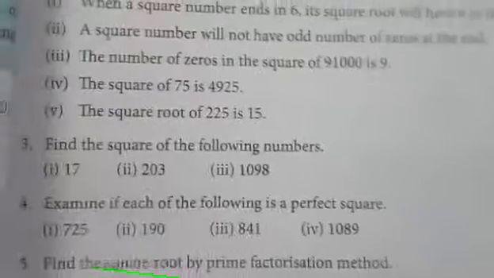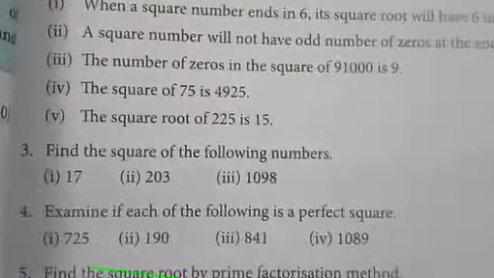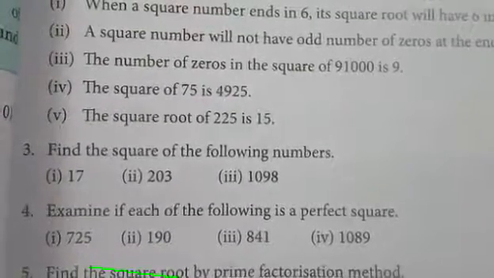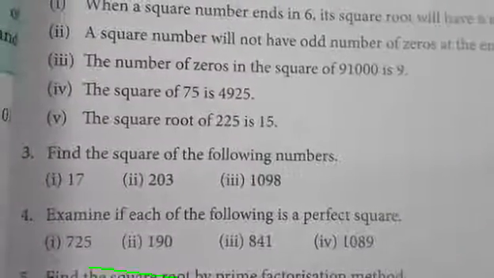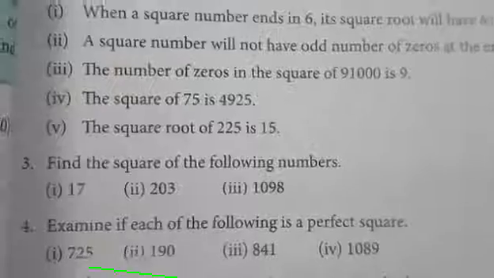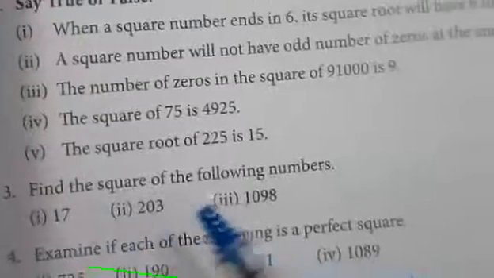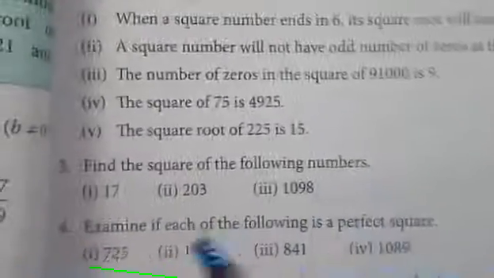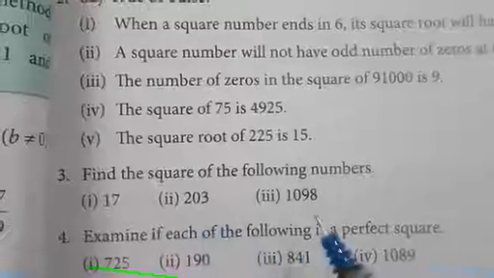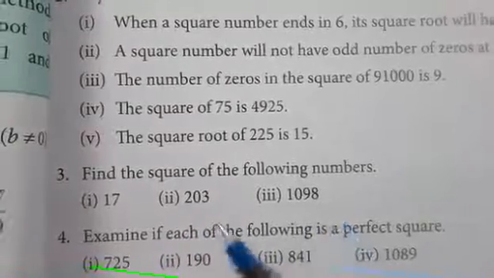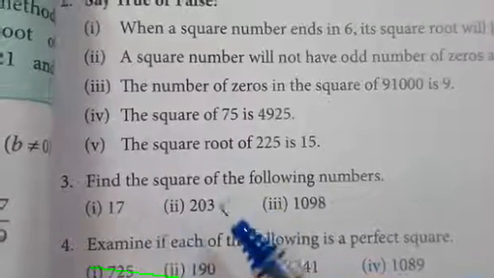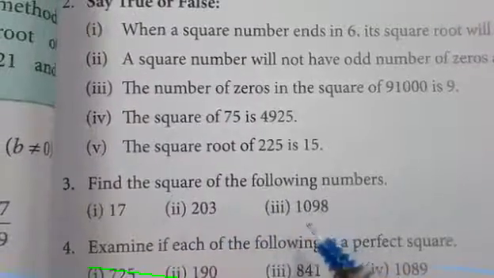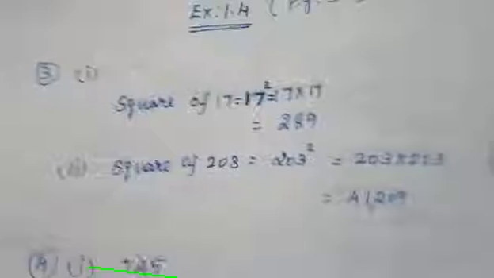Now you are going to learn about the square number. A square number is a number multiplied by itself. Now in exercise 1.4, the third problem: find the square of the following numbers, that is 17, 203, 1098. We want to find the square of 17, the square of 203, and the square of 1098.